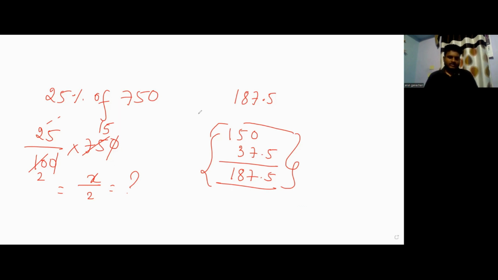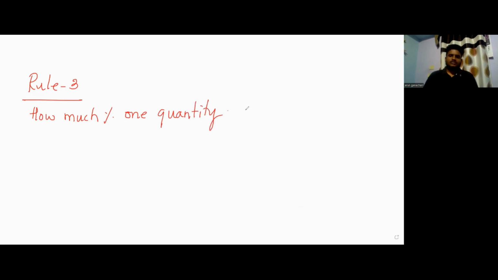Anyways, can we move ahead with this? Yes, sir. Okay, write down the next, rule number 3. We completed our rule number 1 and rule number 2. Now we'll write rule number 3. In this case, we'll find how much percentage one quantity is with respect to another quantity.